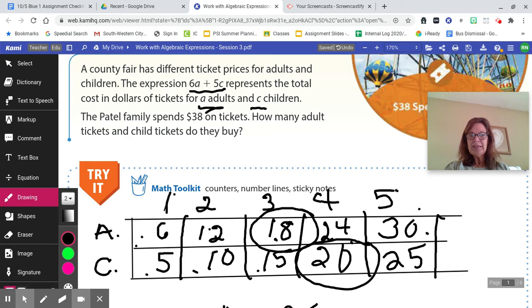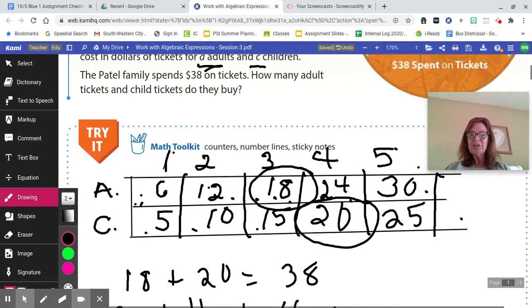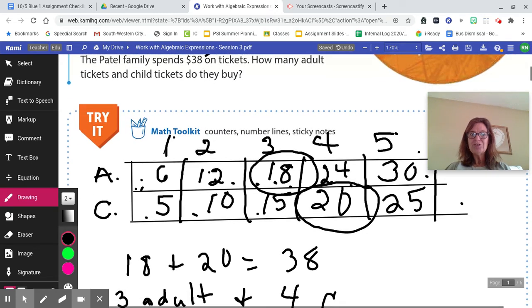So if I have the 6, I can't find anything to give me 38. If I keep going, the 12, it would have to be 16, and there's no 16 down here for the child ticket. So when I got to the 18, I realized that if I took 18 from my 38, I have 20 left over, and that is a multiple of 5. So I knew 18 plus 20 is $38.